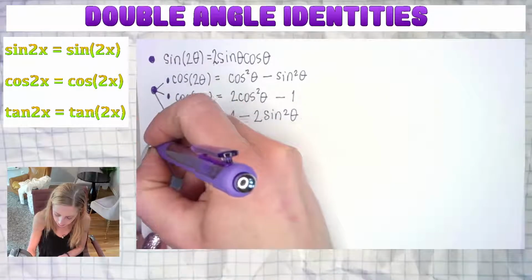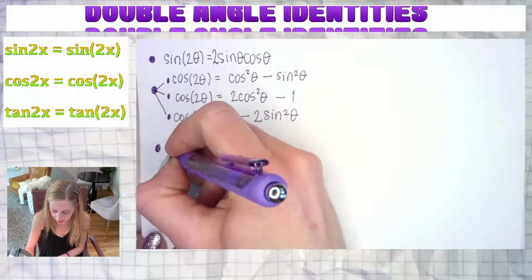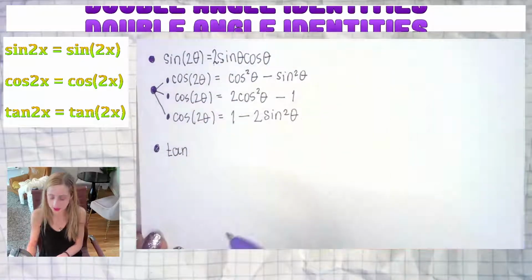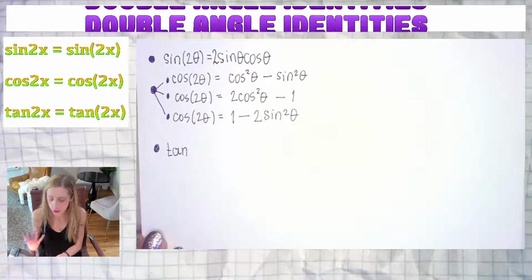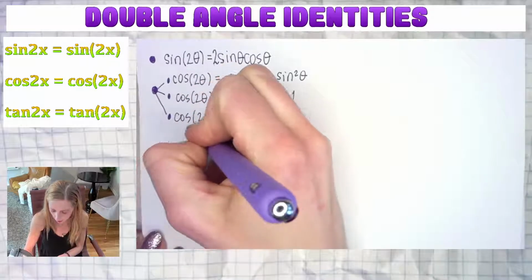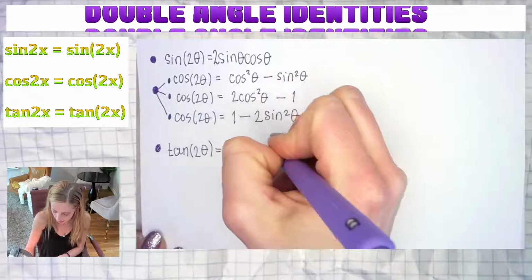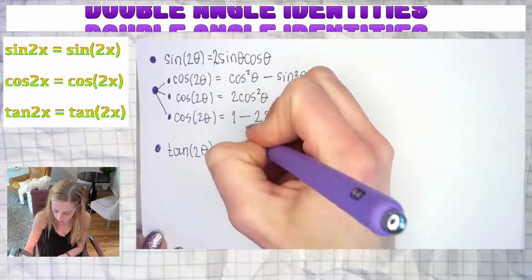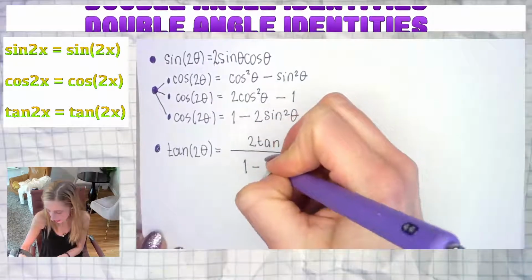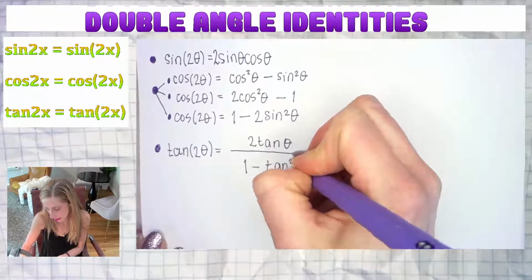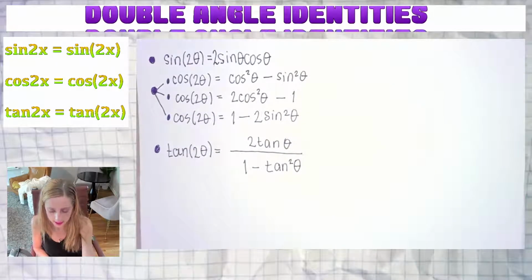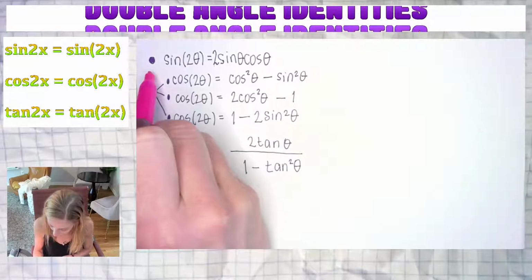Next is tangent. Now, obviously for tangent, if you were desperate and you only memorized the sine and one of the cosines, well, sine over cosine is tangent, so you could use those in that case. But for right now, I'm going to write down the following rule. Tangent double angle identity is 2 tan theta over 1 minus tan squared theta. So there we have it, 3 different identities. So have those written nice and clear for yourself.